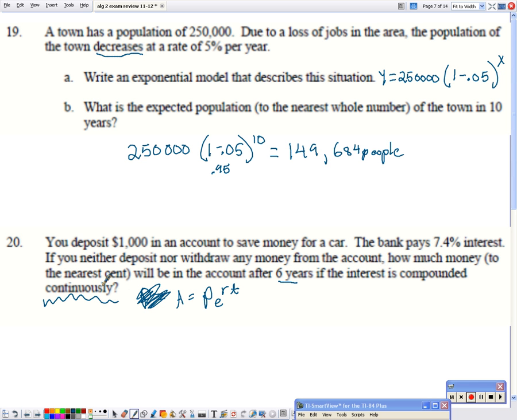Continuously means you're basically getting interest all the time, every second. So if we took the limit as n approached infinity, what would happen to our other equation? It would turn into the number e, and the rate would kind of pop out into the exponent. So complicated explanation, easy problem. The rate is 0.074 times 6.